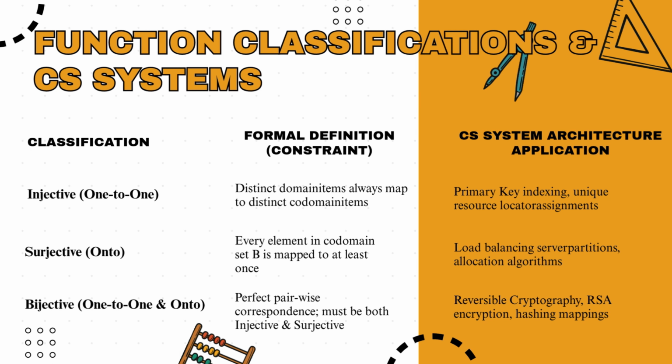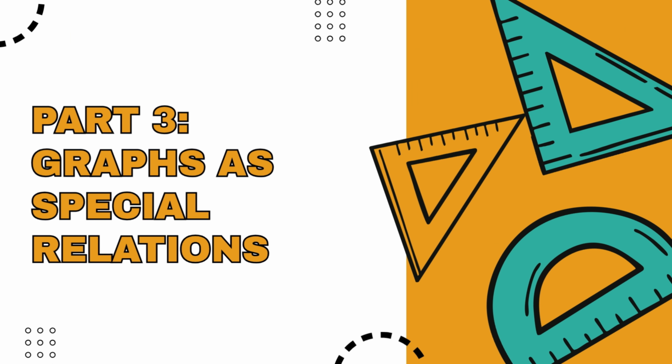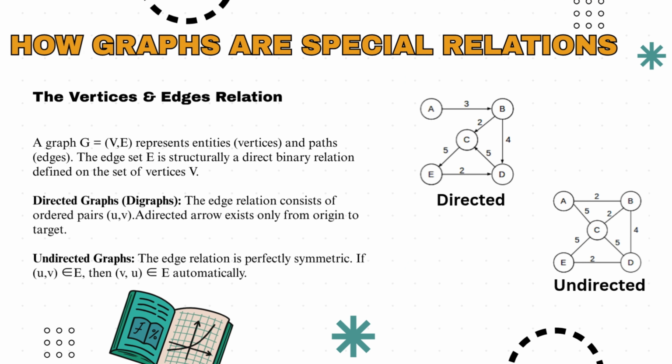This brings us to part 3, graphs as special relations, which is the final discrete structure requested. To represent complex systems like physical networks or social media connections, computer scientists use graphs. Formally, a graph G = (V, E) consists of a set of vertices V and a set of edges E. Each edge connects two vertices together. This set E is quite literally a direct binary relation defined on the set of vertices V. Therefore, E is a subset of V multiplied by V.